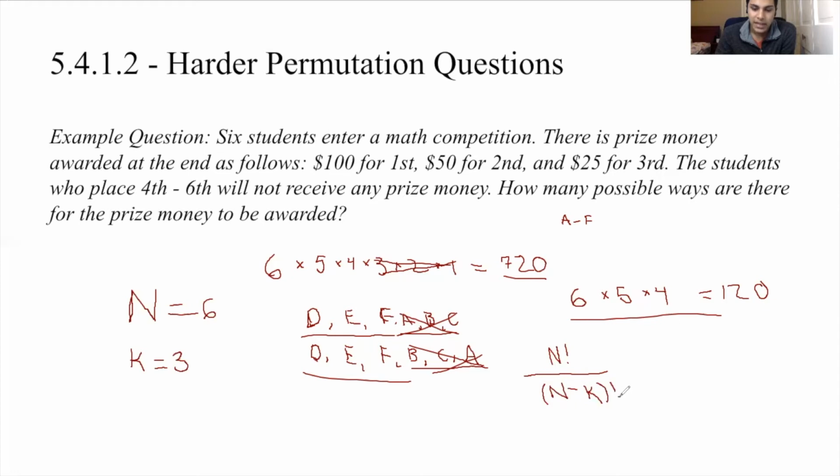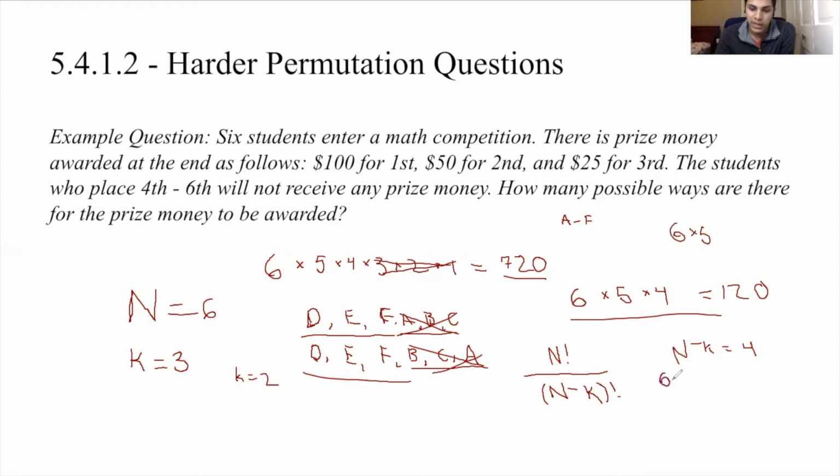Because we're taking away whichever's the amount of students that we don't care about. So for example, if k was 2 and we only cared about the top 2 students, then n minus k would be 6 minus 2, and that would get us to 4. And then if we're to do the multiplication out, we would just do 6 times 5, which is why if we actually write this out, let's imagine we only cared about the top 2 students, and n minus k was 4, then n minus k factorial would be 4 times 3 times 2 times 1.